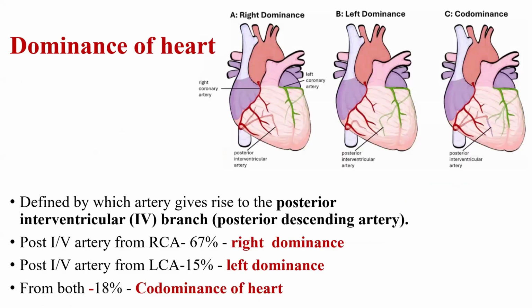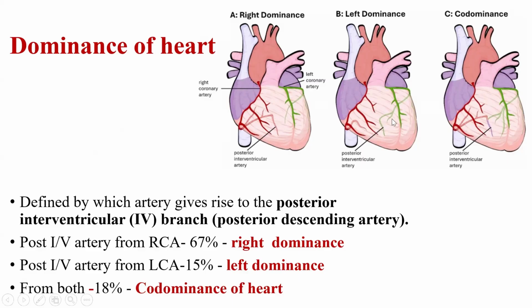So, as we discussed earlier, you can see here, this is the posterior interventricular artery. Dominance of the heart is defined by which artery gives rise to the posterior interventricular branch, that is the posterior descending artery. If this posterior interventricular artery comes from the right coronary artery, it is called right dominance of the heart. It occurs in 67% of the cases.